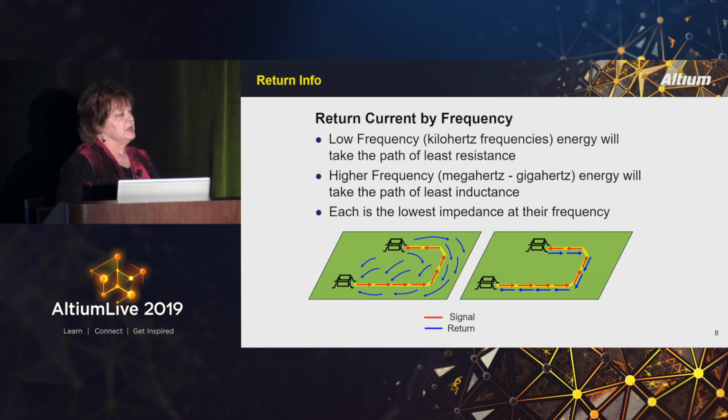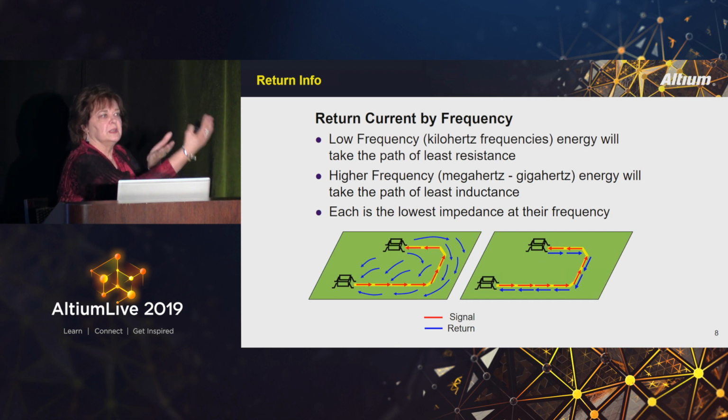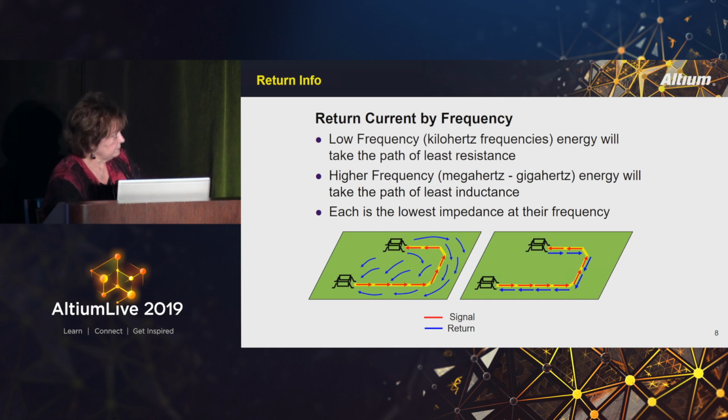But once you get above about the 1 megahertz range, up to 10 or maybe even 100 megahertz, all of that energy at that point will be flowing exactly on the plane or the lowest impedance path that is next to that signal. So if you have a signal on layer 1 and a plane on layer 2, all of the energy will be in the fields between those two layers, going forward and coming back at the same time.